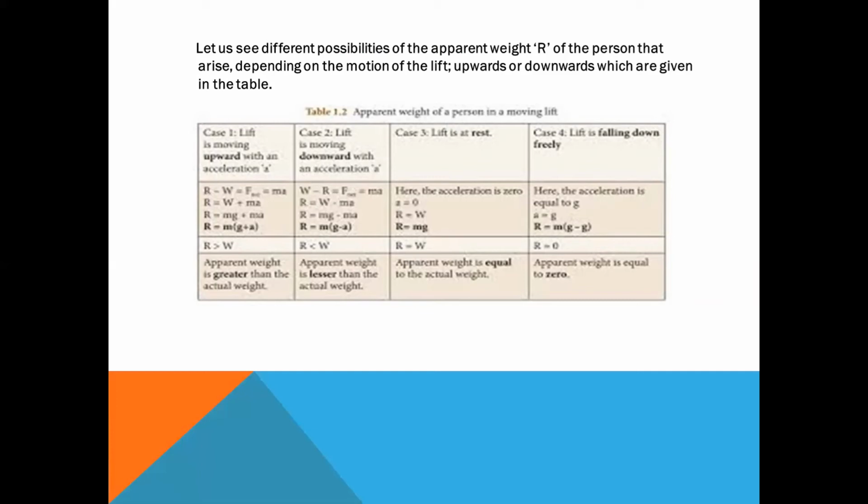Next, lift is at rest. Here the acceleration is 0. A is equal to 0. R is equal to W. R is equal to MG. Here R is equal to W, where the apparent weight is equal to the actual weight.